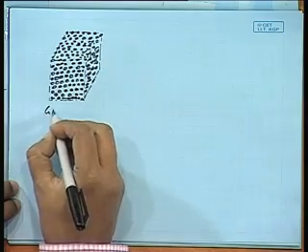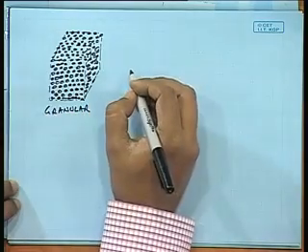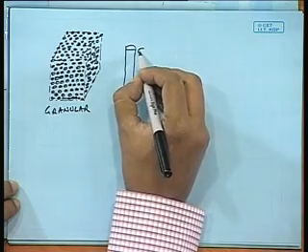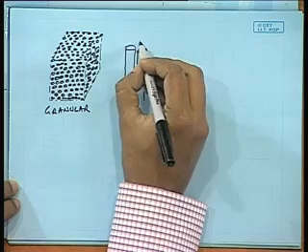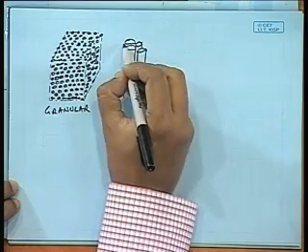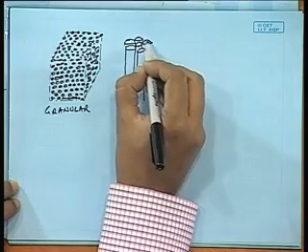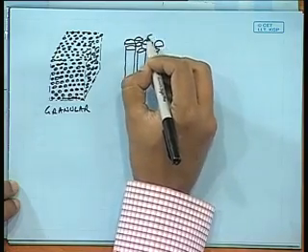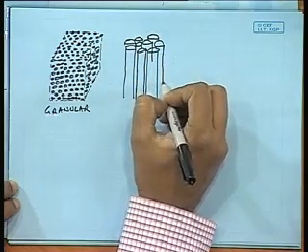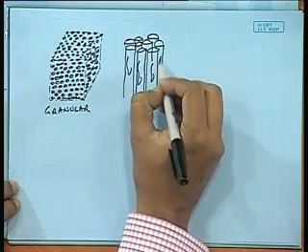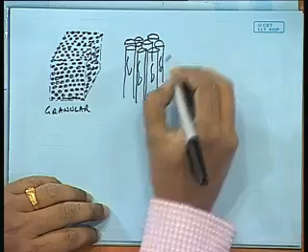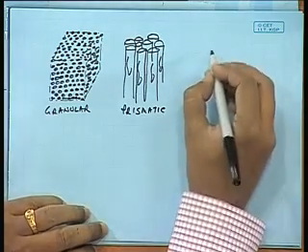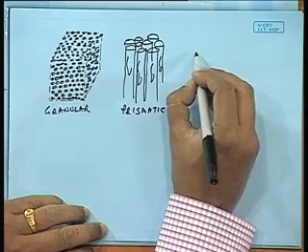This is called a granular structure. The next one is the prismatic structure. You see here it looks like a prism. So you can see this is prismatic structure.